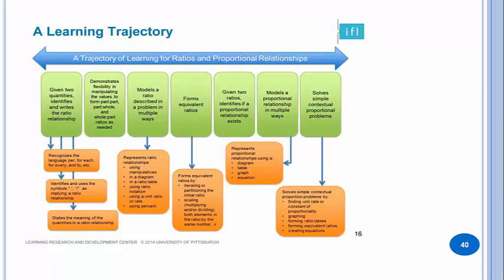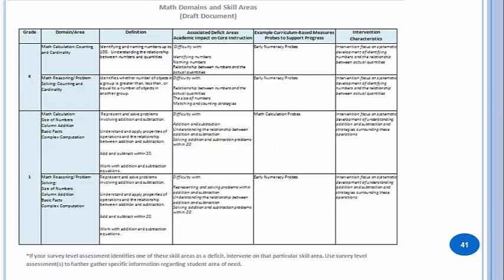Learning for fractions, ratios and proportional relationships, obviously getting a little bit higher up the food chain in math. This is the math domains and skills area doc that's similar to the one that you got for reading. And again, it's a wonderful takeaway that you can take a look at the domain area, the definition, the associated deficit areas.